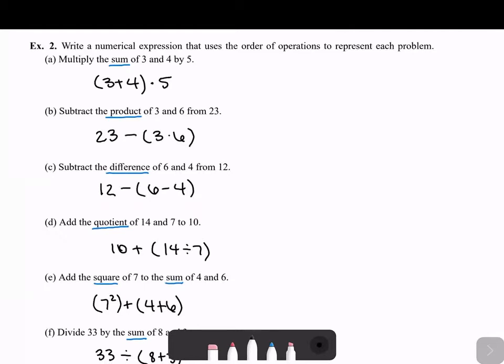So in part A, if we didn't have the parentheses, so if we had 3 plus 4 times 5, well, the order of operations would tell us that this is 3 plus 20, which is 23, which is not 7 times 5, right? We're trying to really multiply here, 7 times 5. So this one, the parentheses are needed up here. Because if we took away the parentheses, we would multiply first instead of adding first. So up here, the parentheses are needed.